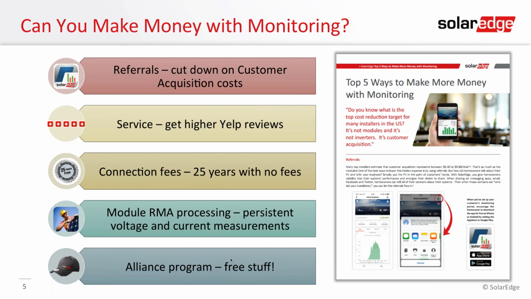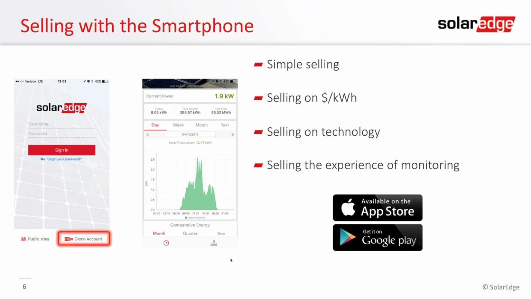So take a look at this guide. It is in your handouts. So if you look at your handout section, you'll see 3 products in there. This guide is one of them, 5 ways to make money with monitoring. Real quick on selling with smartphone.